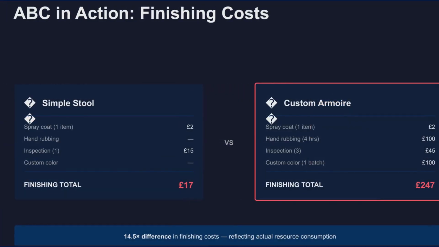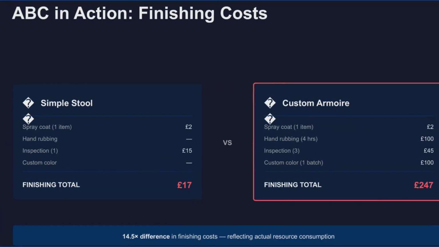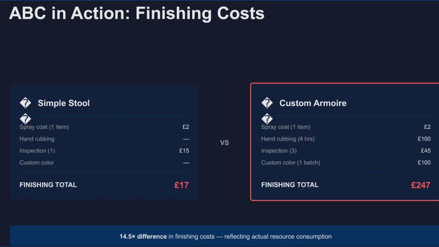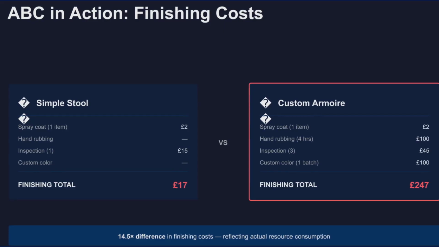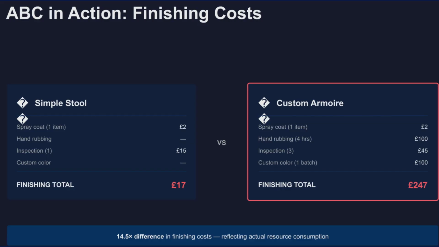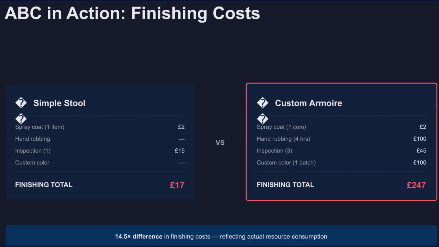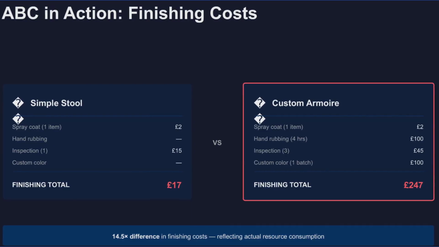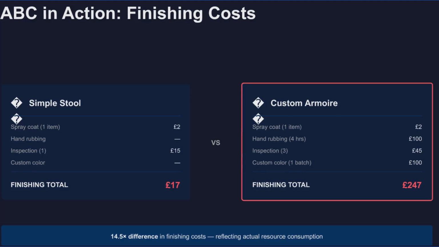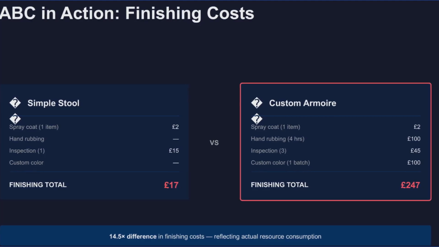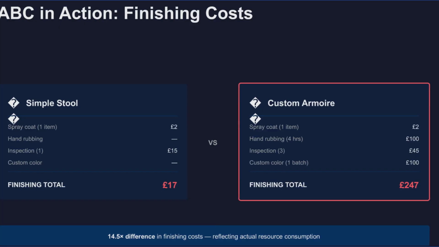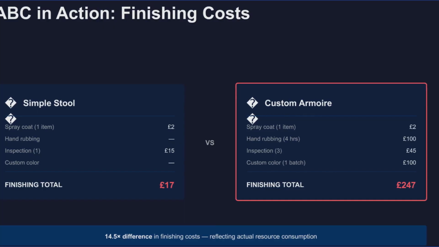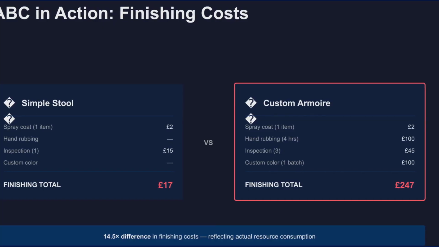Consider a practical ABC example comparing finishing costs. Within that finishing department, ABC would identify distinct activities. Now the armoire that requires hand rubbing, multiple inspections, and custom color gets charged for what it actually consumes. The stool that just gets a standard spray coat pays only for that. A simple stool, with minimal finishing steps, costs only £17, while a custom armoire incurs £247 due to more detailed activities. This 14.5 times difference highlights the precision of activity-based costing. Such disparities underscore real resource consumption.